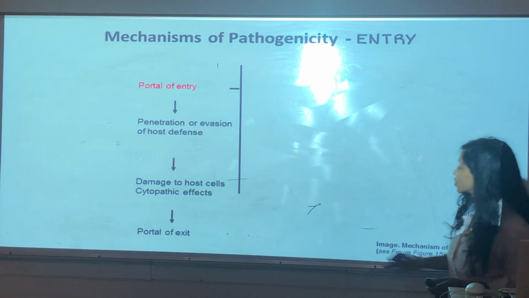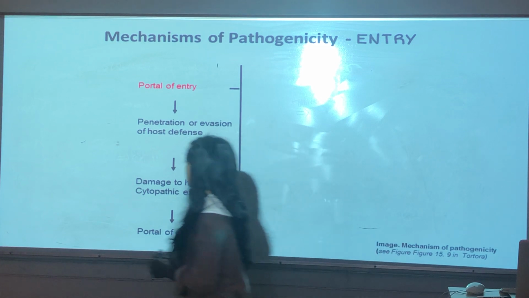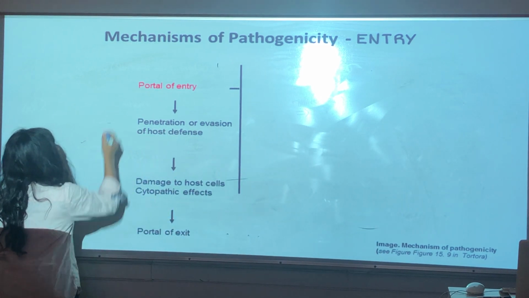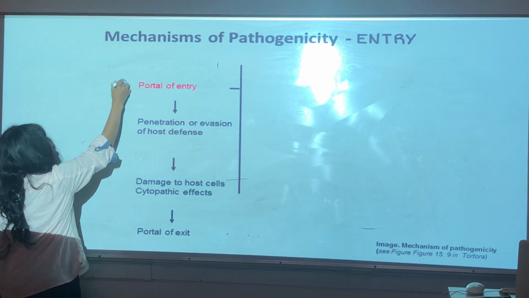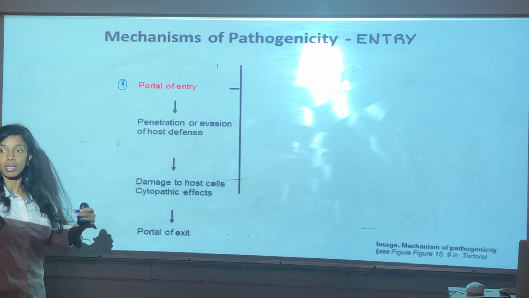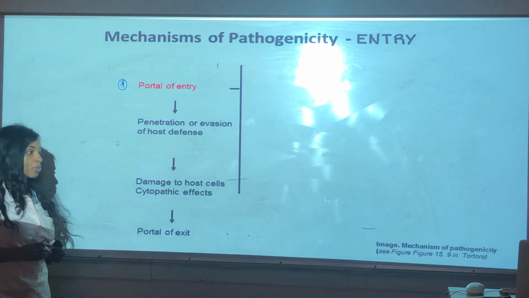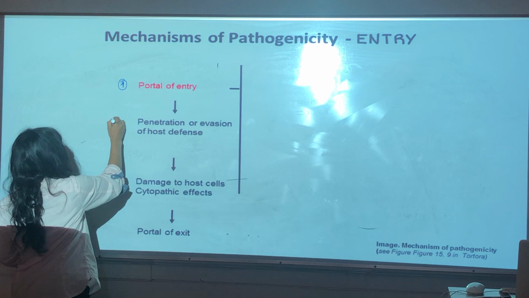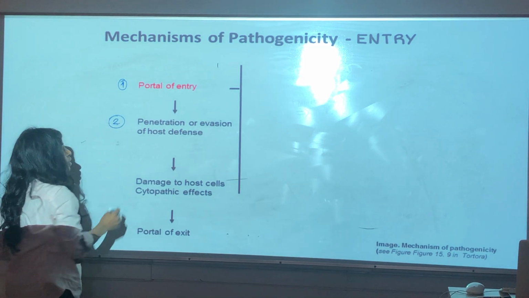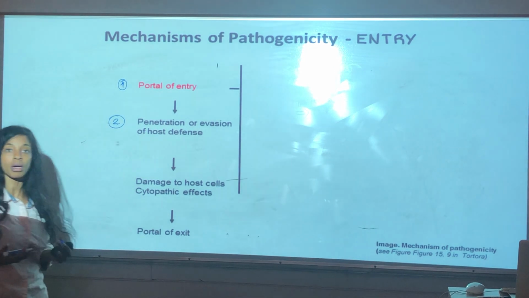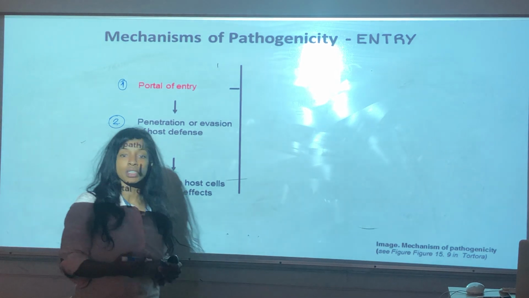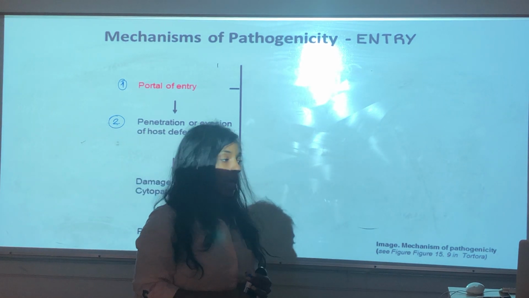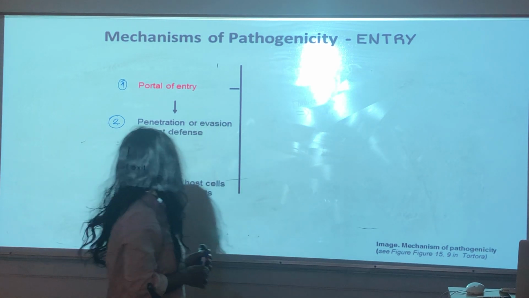Okay. So these are the steps for the mechanism of pathogenicity. We start at the portal of entry, which is number 1. So the microbe has to come in, and this is how they're going to harm their host. And the second one, then they have to get past all the immune system, all the immune defenses that we know and that we've discussed.